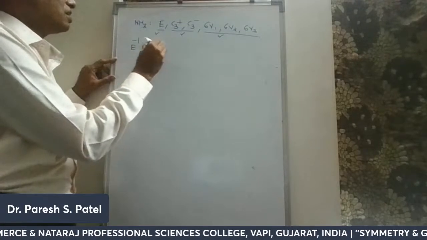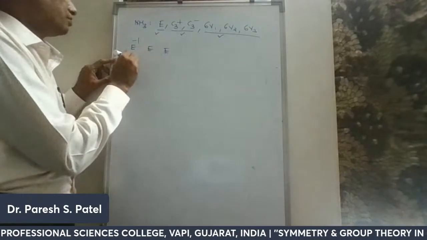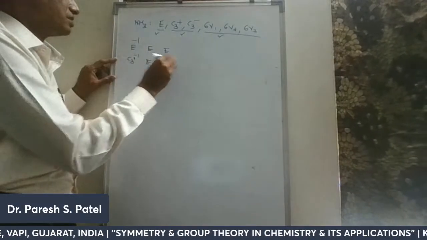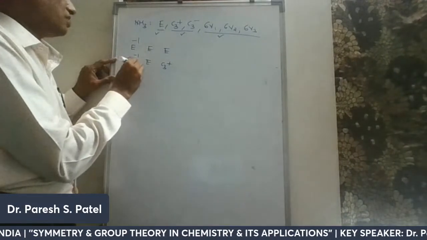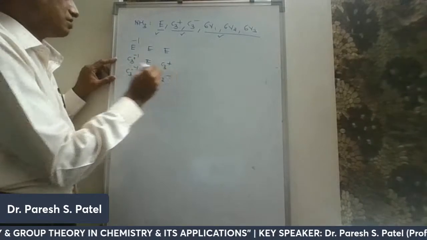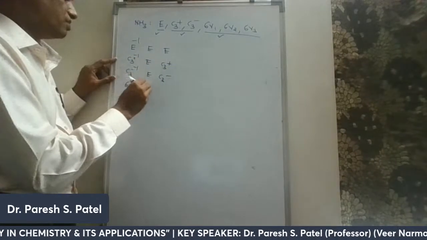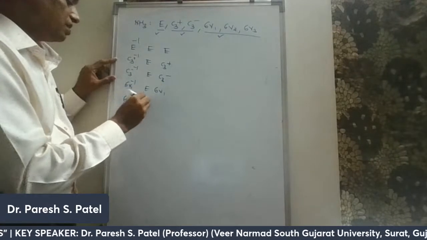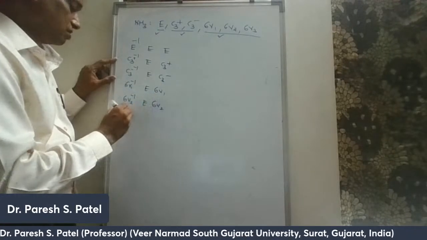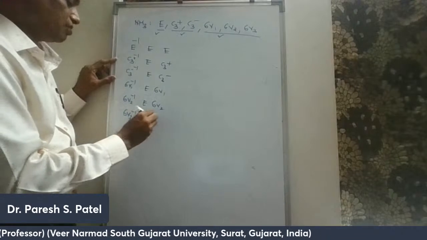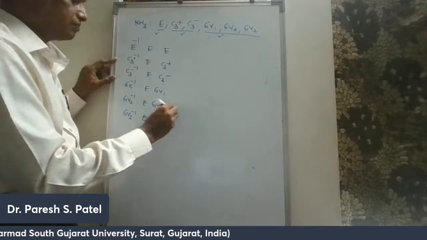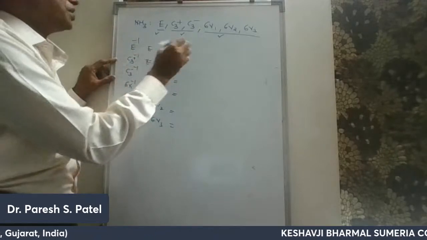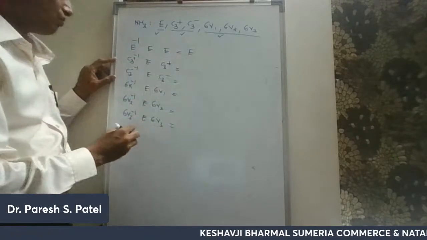E inverse E into E. C3 plus inverse E into C3 plus. C3 minus inverse E into C3 minus. Sigma V1 inverse E into sigma V1. Sigma V2 inverse E into sigma V2. Sigma V3 inverse E into sigma V3. Okay, E inverse E into E is equal to E. That we know very well.